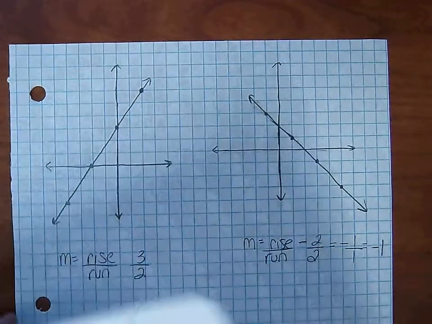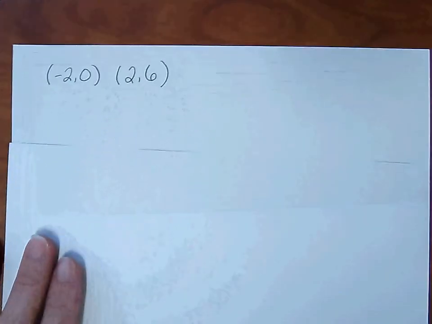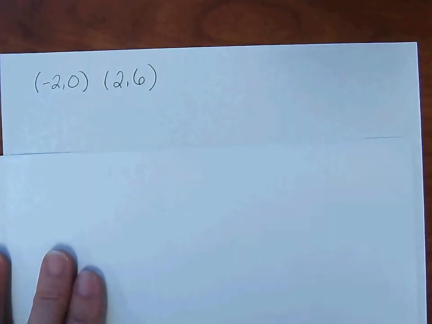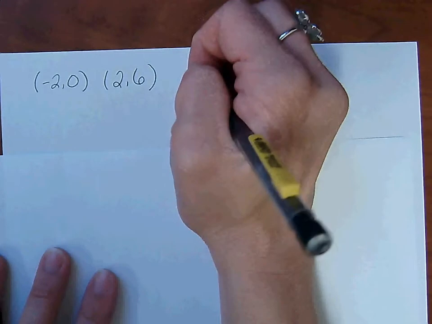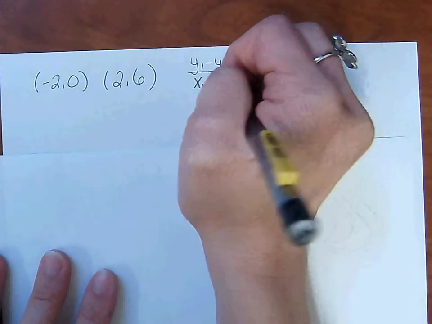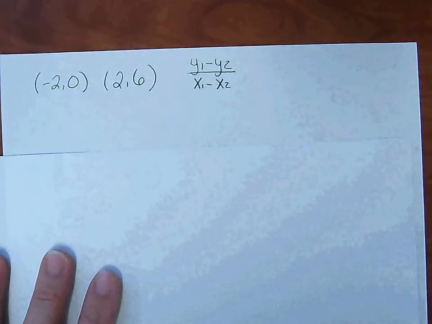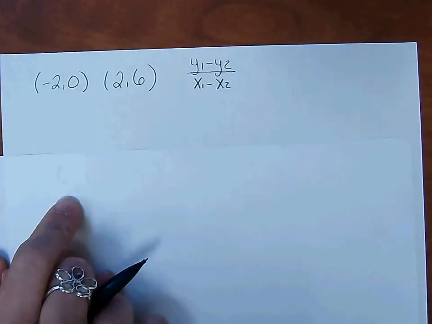If you are just given ordered pairs and you do not have any graph paper, counting is not going to be the method that you want to use. Instead, you want to remember that slope is the change in y over the change in x, or y1 minus y2 over x1 minus x2. The ones and twos just let you know which ordered pair the numbers are coming from. So you always want to take the time to label each ordered pair.